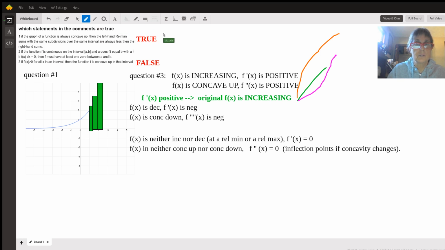This is going to be question number 2. So, function f is continuous on the interval a to b, and a doesn't equal b. The interval starts at a and ends at b, so a is less than b, so let's make this a to b.